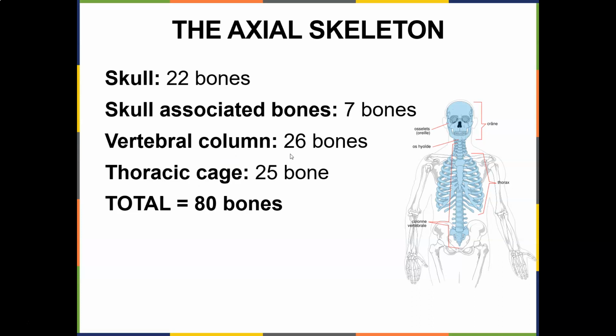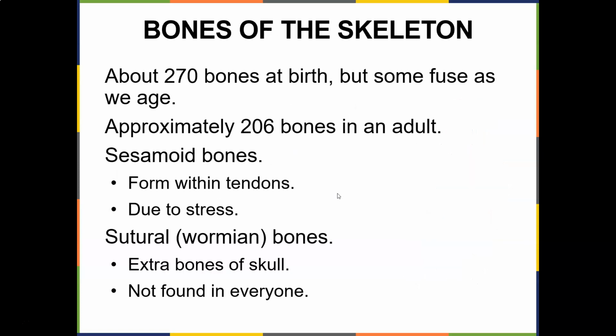The vertebral column has 26 bones. Thoracic cage has 25, so you have 24 ribs plus a sternum. And the vertebral column is 7 cervical, 12 thoracic, 5 lumbar. So 7 plus 12 is 19, plus 5 is 24. Then you have a fused sacrum and a coccyx, which makes it 26 for a total of 80 bones. There's roughly about 270 bones at birth, but some fuse as we age.